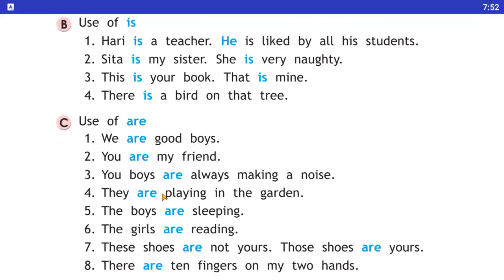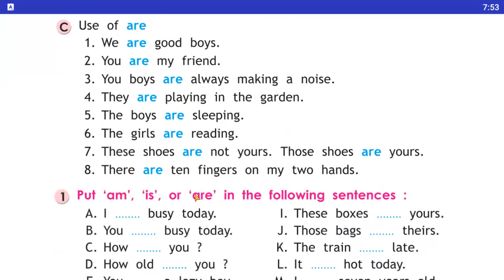यू आर माय फ्रेंड. अब देखो हमेशा क्या करते हैं हम? ऑलवेज यूज आर विद यू. यू आर माय फ्रेंड. You boys are always making a noise. तुम सब जो boys हो वो हमेशा क्या करते रहते हो? शोर करते रहते हो. They are playing in the garden. ये सब क्या कर रहे हैं? गार्डन में खेल रहे हैं. The boys are sleeping. लड़के क्या कर रहे हैं? सो रहे हैं. The girls are reading. गर्ल्स क्या कर रही हैं? रीडिंग कर रही हैं, पढ़ रही हैं. These shoes are not yours. ये जो शूज हैं, शूज के हैं दो है ना. दीज शूज आर नॉट योर्स.